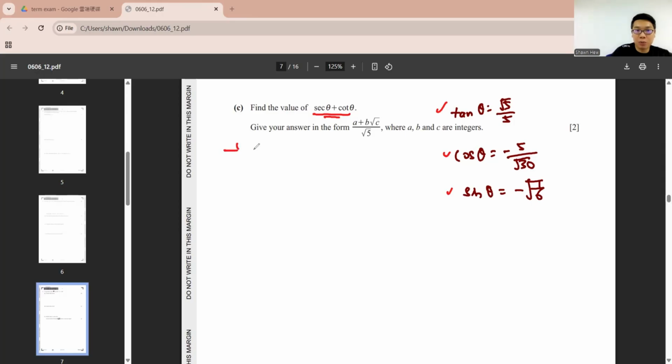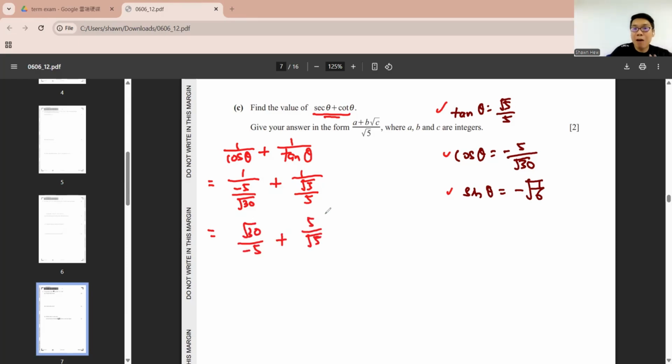So we know secant is 1 over cos, and cotangent is 1 over tangent. So 1 over cos is this, 1 over tangent is this. We rearrange, and it will become like this. Then, how do you join them? Both of them have a denominator of square root 5, so we multiply up and down by square root 5. Then here it will be square root 150 over negative 5 square root 5. This negative, I think I showed up.